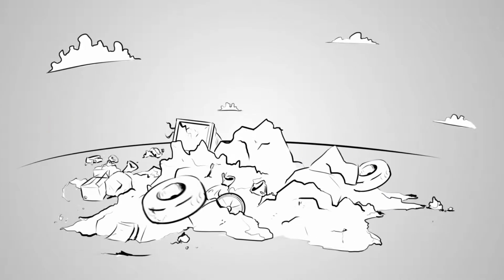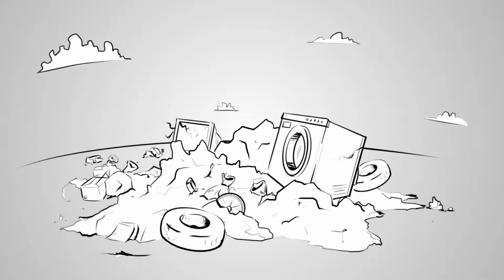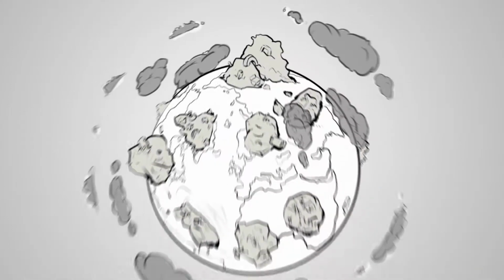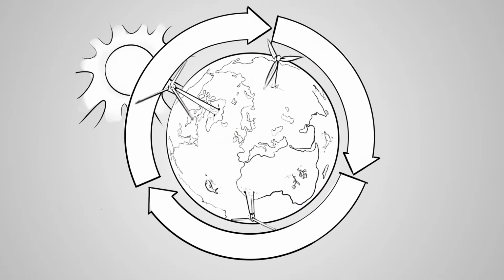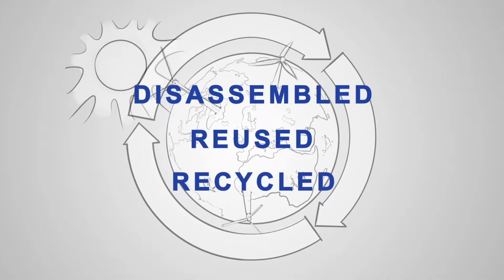For a long time, we've been living in an economy in which we buy, use, and discard products, creating an ever-growing wasteland of valuable materials. This simply isn't sustainable in the long run. In a circular economy, products are designed to be disassembled, their components reused, and their materials recycled.